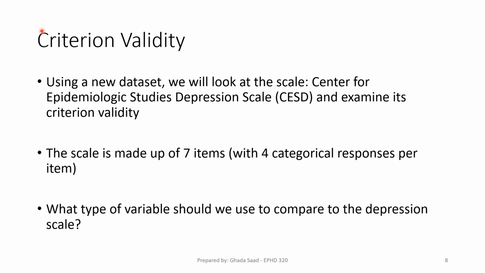So to examine criterion validity, we will look at a data set that collected data on depression using the Center for Epidemiological Studies Depression Scale, abbreviated as CESD scale. This scale consists of 7 items with categorical responses for each item. Since we are measuring criterion validity, we need a gold standard to compare the CESD results to. Ideally, this would be a psychiatrist diagnosis.